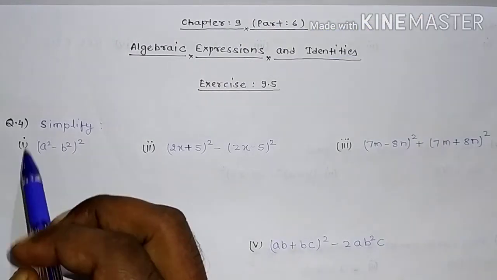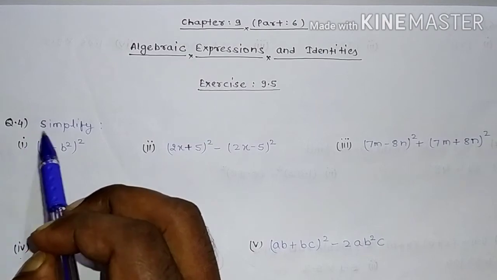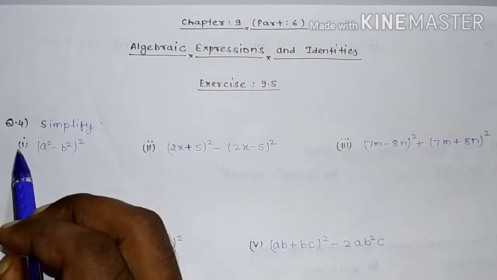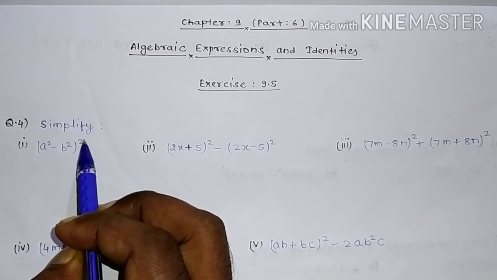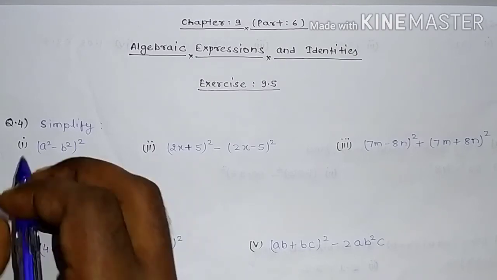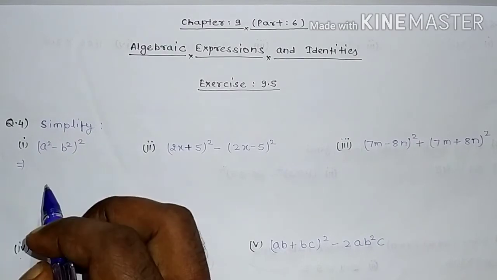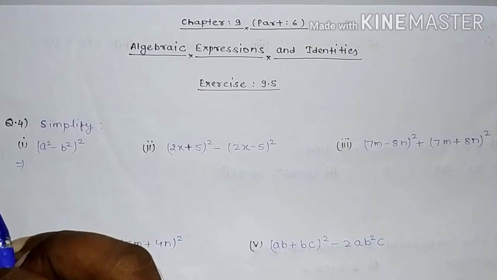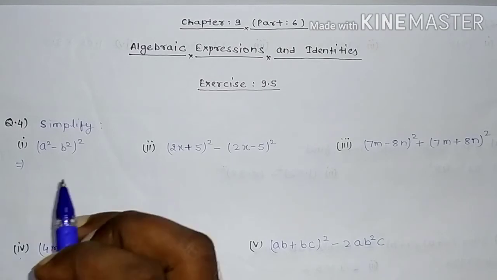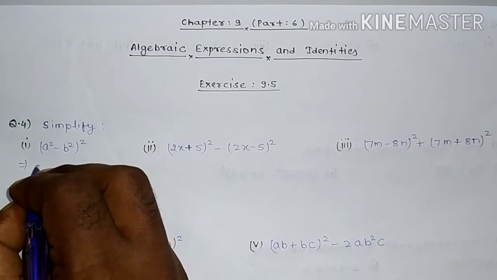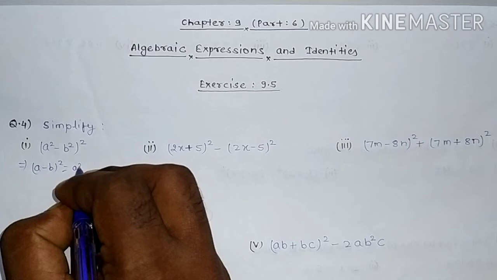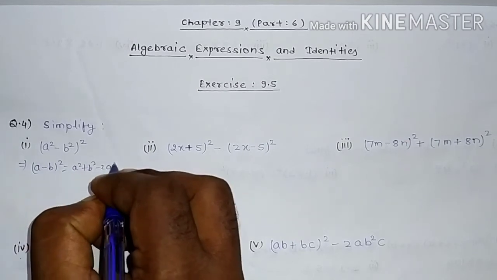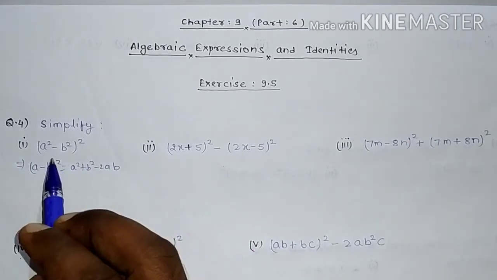Now question number 4. First part, simplify. Simply the question is given (a square minus b square) to the whole square, and we have to simplify this. We know the formula: a minus b whole square equals a square plus b square minus 2ab. This formula is applied here.